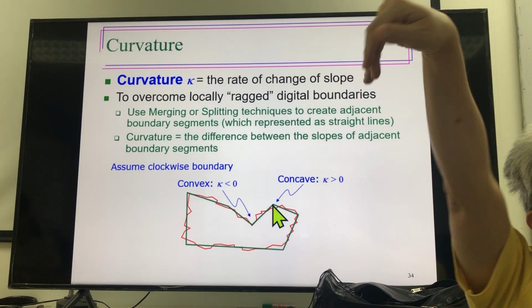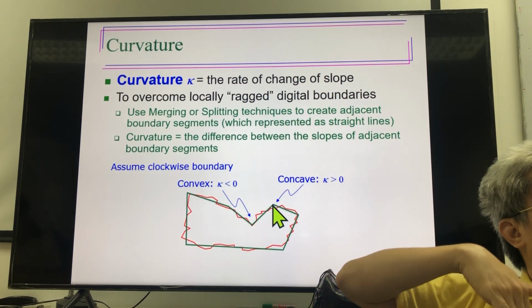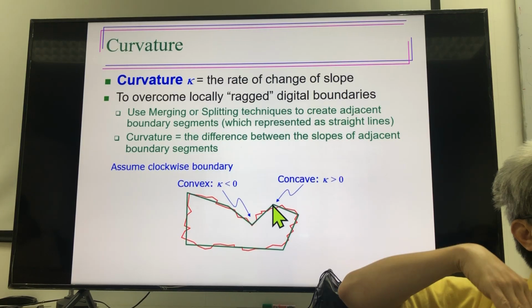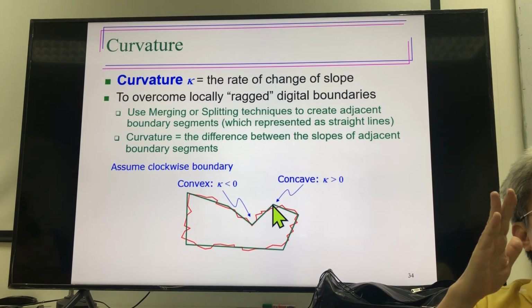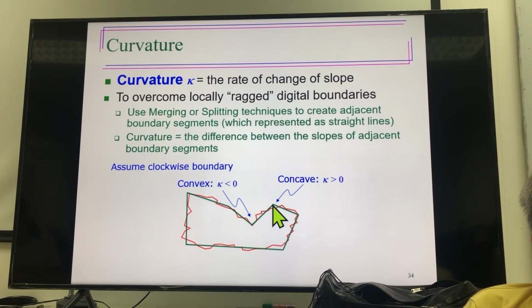Concave means the boundary goes inside the object. Convex means the protruding point, the boundary goes outside. And that's how you measure the curvatures. It's like calculating how many convex points or how many concave points are in the boundary.